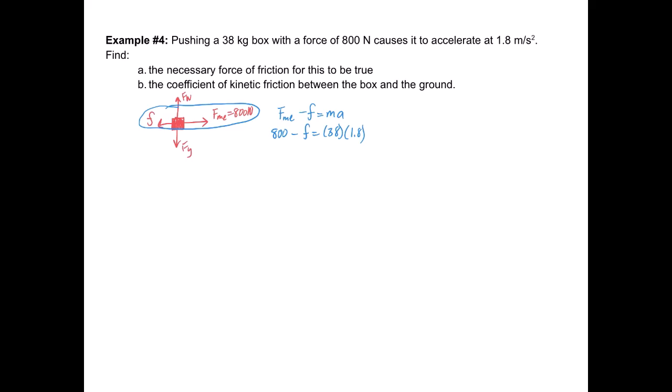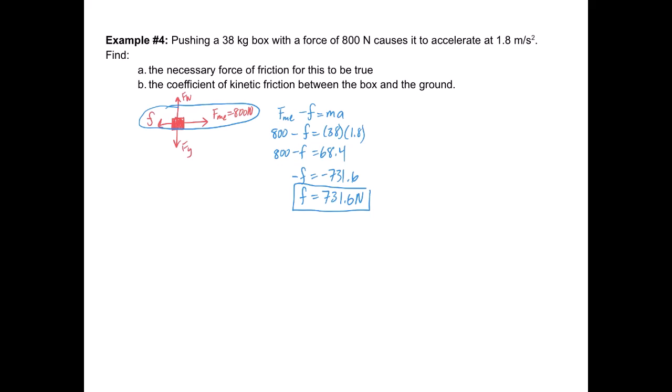Now we'll go ahead and multiply those. So we'll go 38 times 1.8, which will give us 68.4. So we'll go 800 minus F equals 68.4. And then we'll subtract the 800 there. And that will give us that the negative friction is equal to negative 731.6. Divide both sides by -1, and I know that friction is 731.6. You could write 732 newtons, just like that. How about them apples? We just got the force of friction.